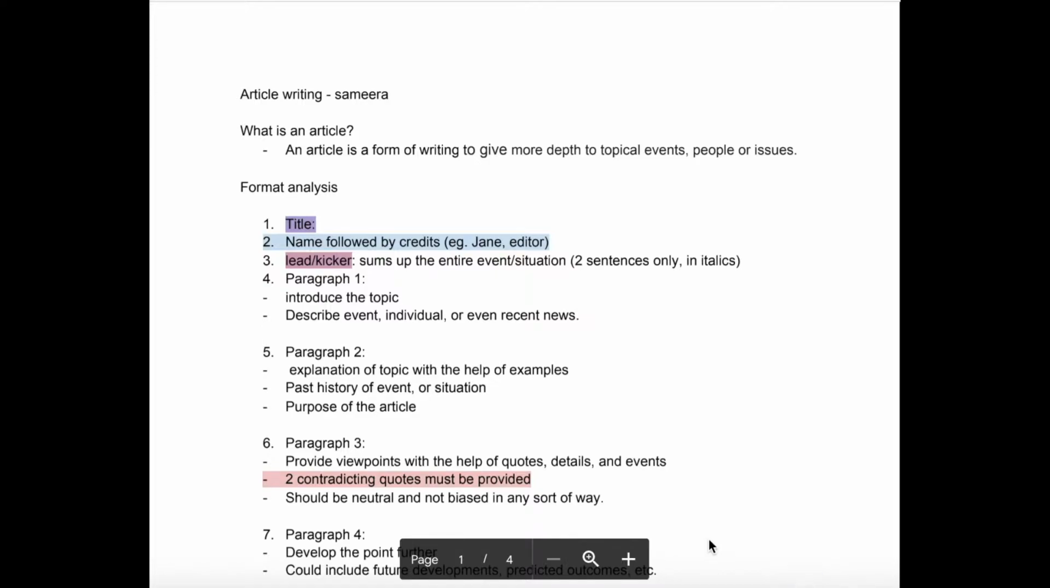Now what is an article? An article is a form of writing to give more depth to topical events, people or issues. So to give context to everyday issues that take place.